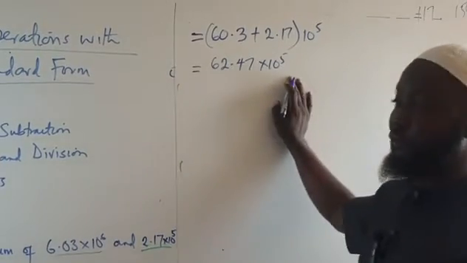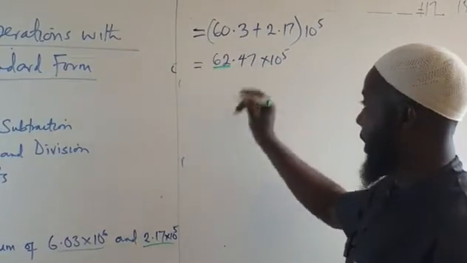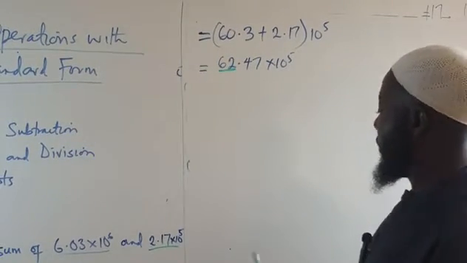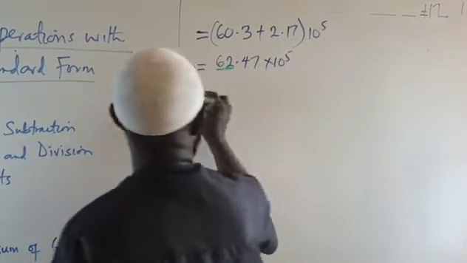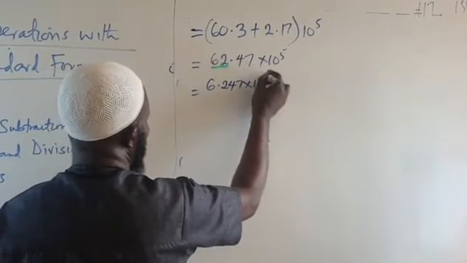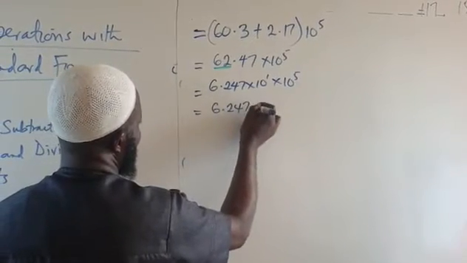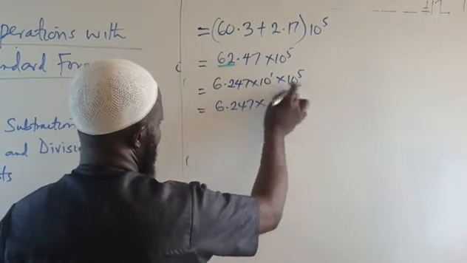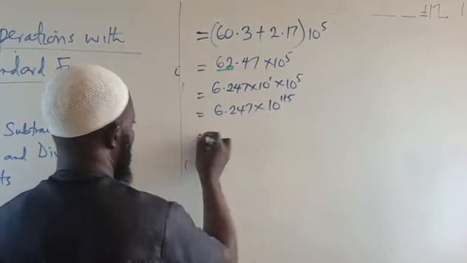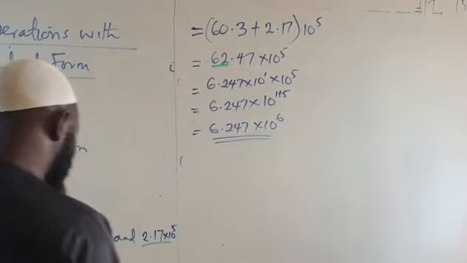Now, this is not in standard form. Why? If you look at it, you cannot say this is standard form because this number here, the A, must be less than 10, and this is greater than 10. So we have to move the decimal backward. Converting this to standard form will then be 6.247 times 10 raised to power 1, times 10 raised to power 5. So that means we have 6.247 times 10 times 10. This is indices, right? So you add the powers, that is 10 raised to power 1 plus 5, which gives 6.247 times 10 raised to power 6. That is our final answer.